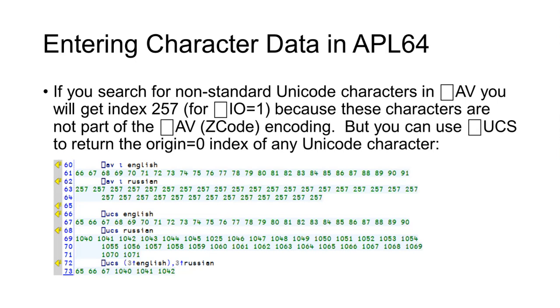You'll see that in a second, but you can use that to get the Unicode index, or the code point index, of any character that you send. As you can see on lines 60 and 62, where I'm using quad AV iota, I get all of the English characters showing me their index in quad AV, and all of the Russian characters are returning 257 because they're not elements there. But if I apply quad UCS to the English characters, we get the same indexes as we got with quad AV.